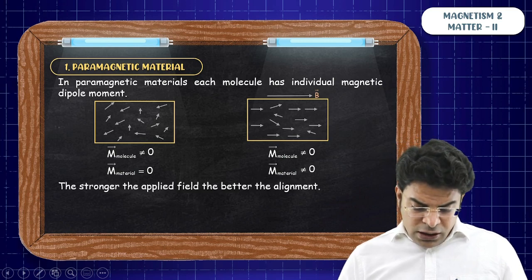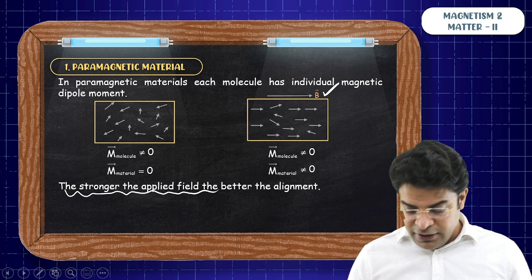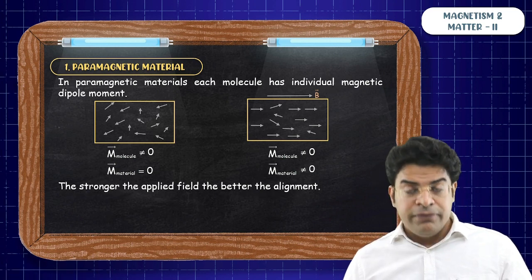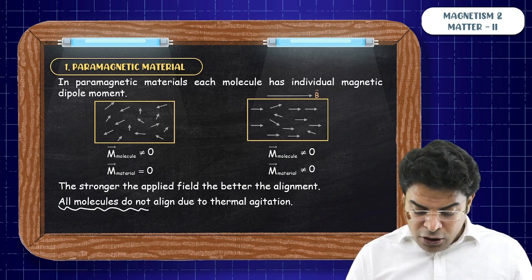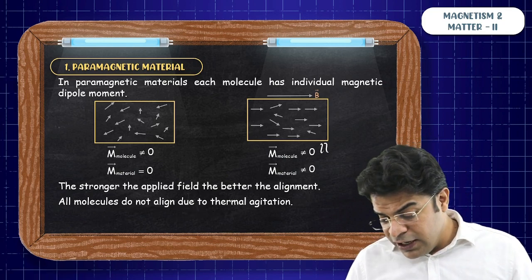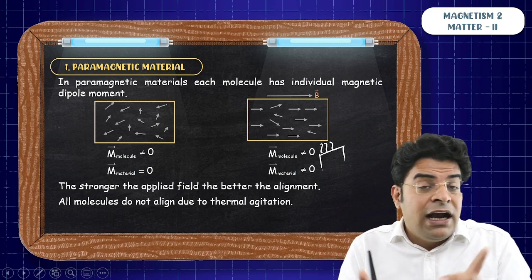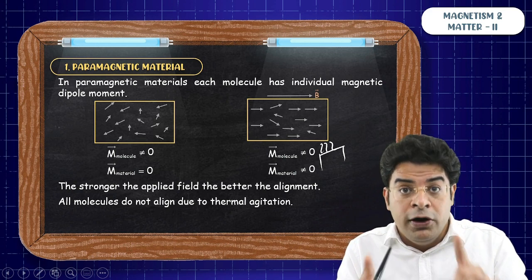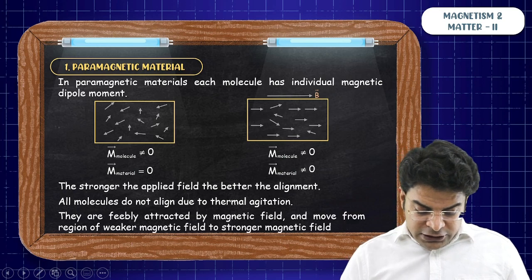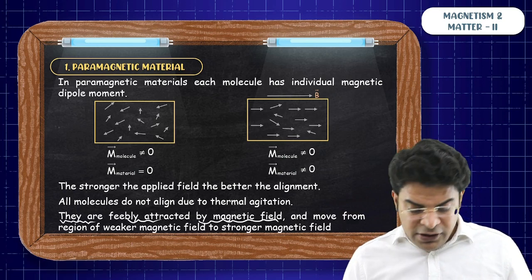Now bachcho, the stronger the applied magnetic field, the better the alignment. Second point, all molecules do not align due to thermal agitation. So if you heat up the crystal, there will be more thermal agitation and the alignment will be worse. The next point is, they are feebly attracted by magnetic field.